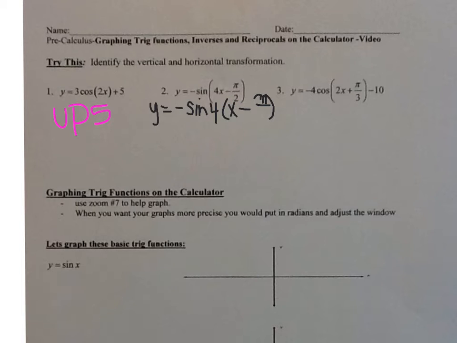Which hopefully that makes sense, because then when I distribute the 4, I'll get 4x, 4 pi over 8, which would be pi over 2. Okay, so I do have this shift here, and it's minusing from x, so that means it's to the right, pi over 8 units.